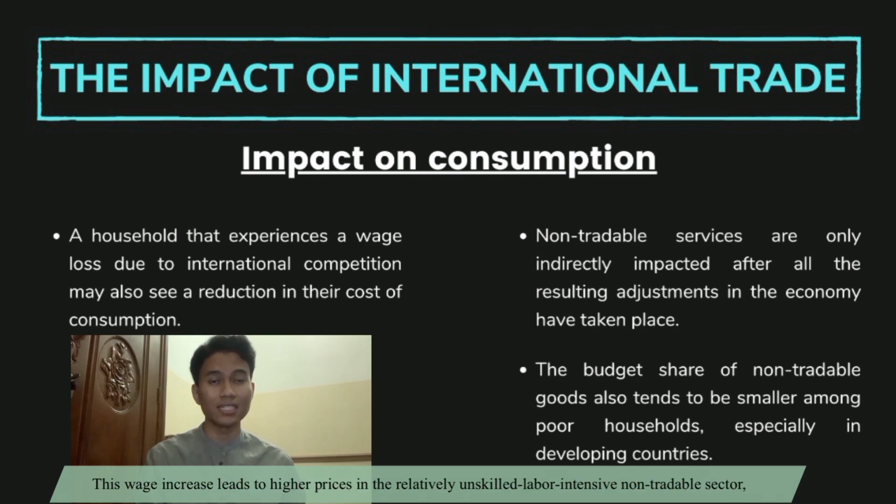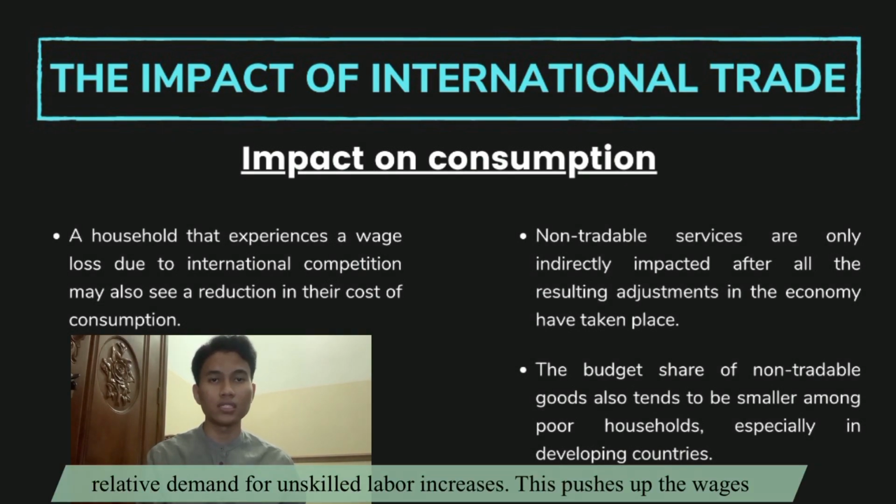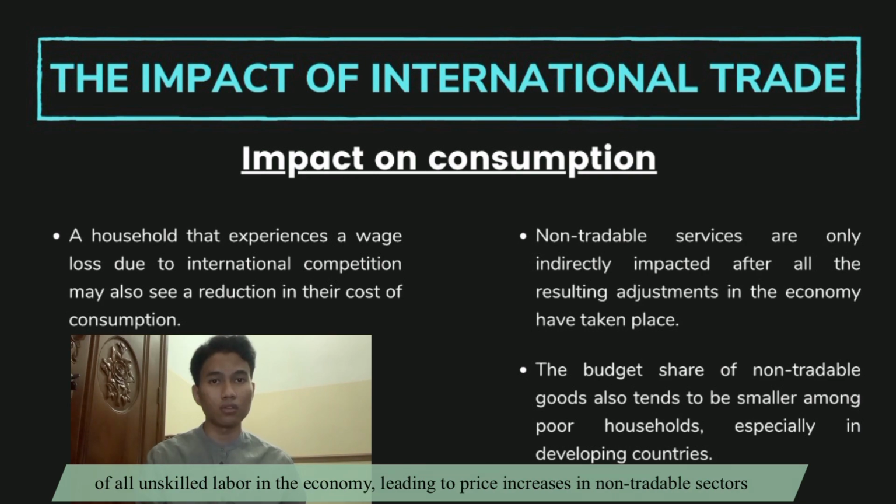This wage increase leads to higher prices in the relatively unskilled labor-intensive non-tradable sector, while reducing prices in the relatively skilled labor-intensive non-tradable sector. For example, a price increase in the food industry causes an expansion in food production, and thus the relative demand for unskilled labor increases. This pushes up the wages of all unskilled labor in the economy, leading to price increases in non-tradable sectors that use unskilled labor intensively, such as housing.